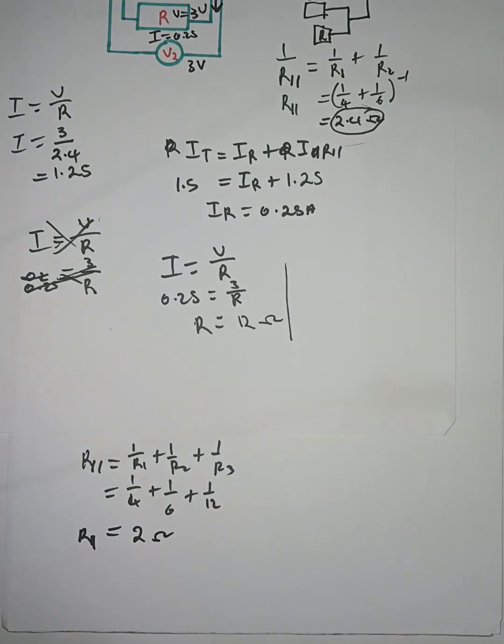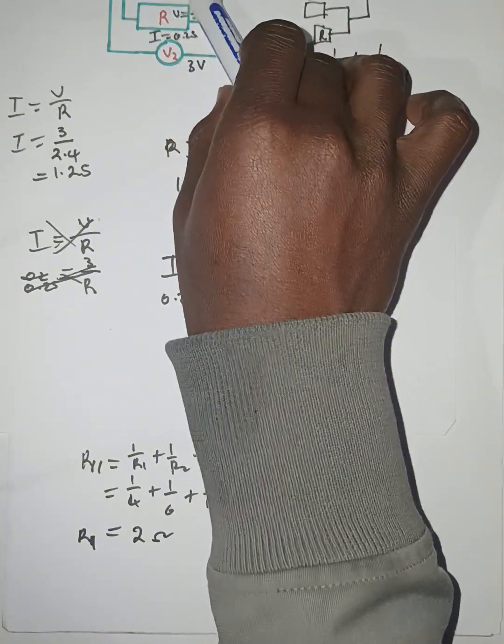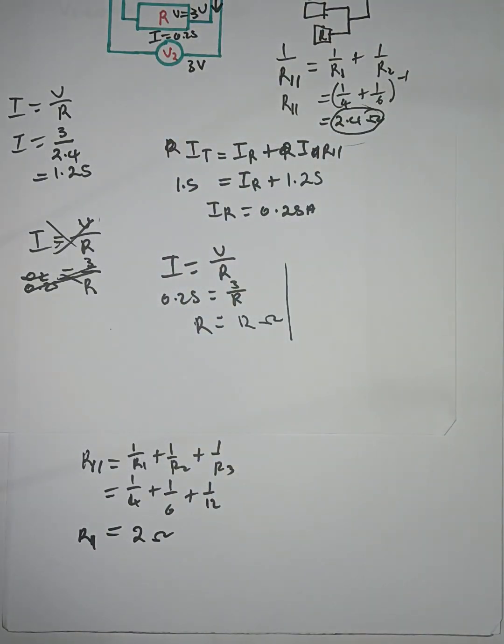Now note, that would be my R parallel when there is that third resistance there. But if I remove that third resistance there, that R, you would know that my resistance in this case would increase, right?